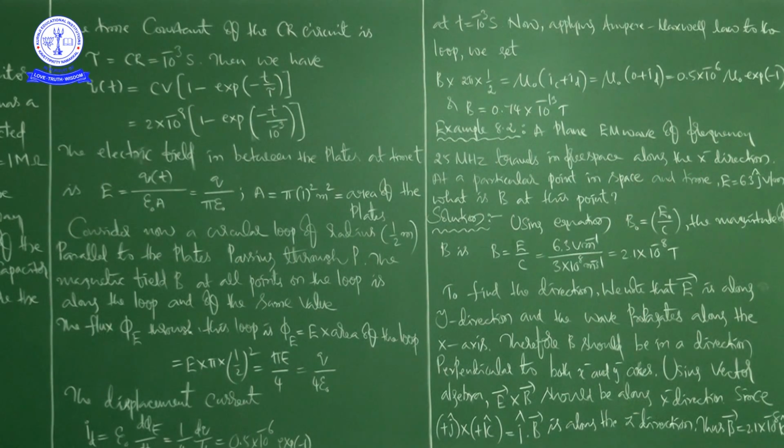At a particular point in space and time, E, the electric field, which is a vector, so you can put a bar on it also, is equal to 6.3 J cap volt per meter.